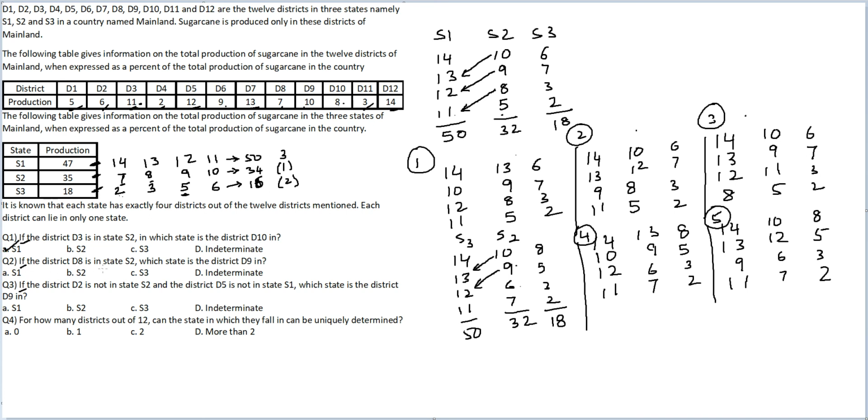If district D8 is in state 2, D8 is 7, and 7 is in state 2. 7 is not in state 2 in cases 1, 2 and 3, and 7 is in state 2 in cases 4 and 5. Okay, so cases 4 and 5 are being considered right now.